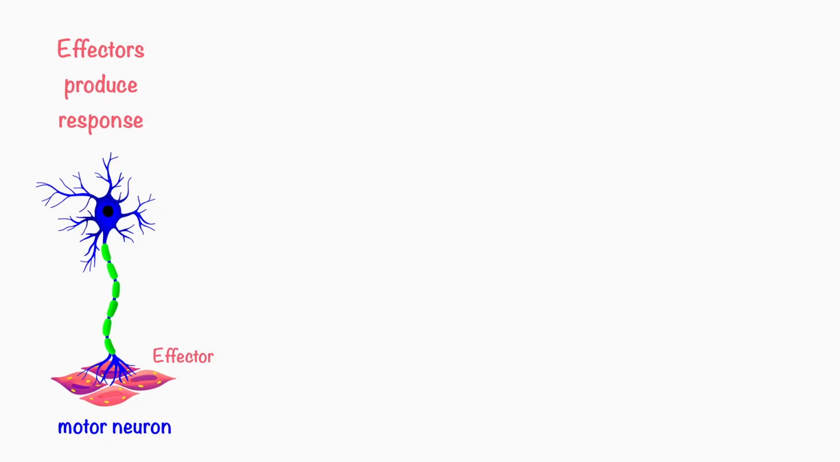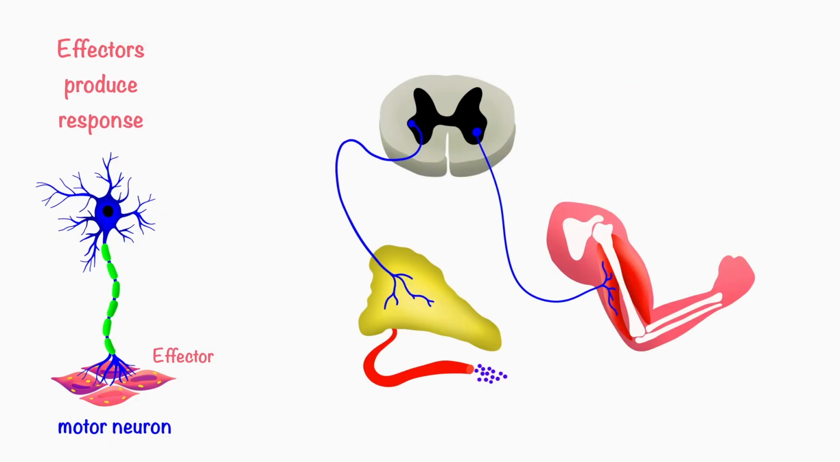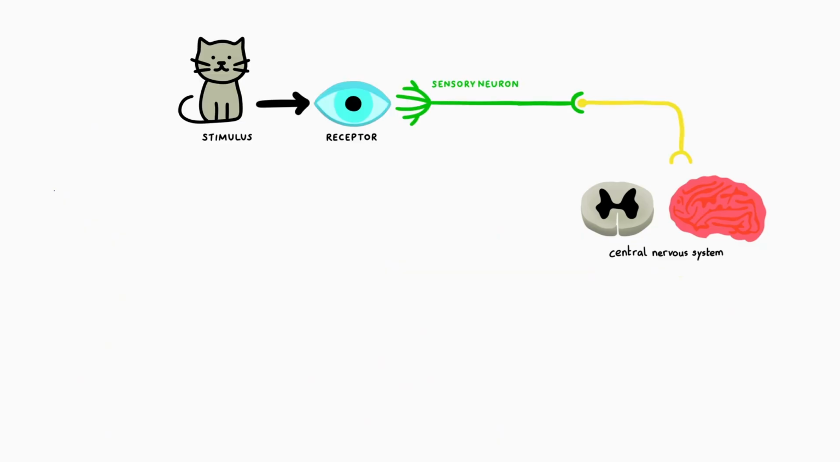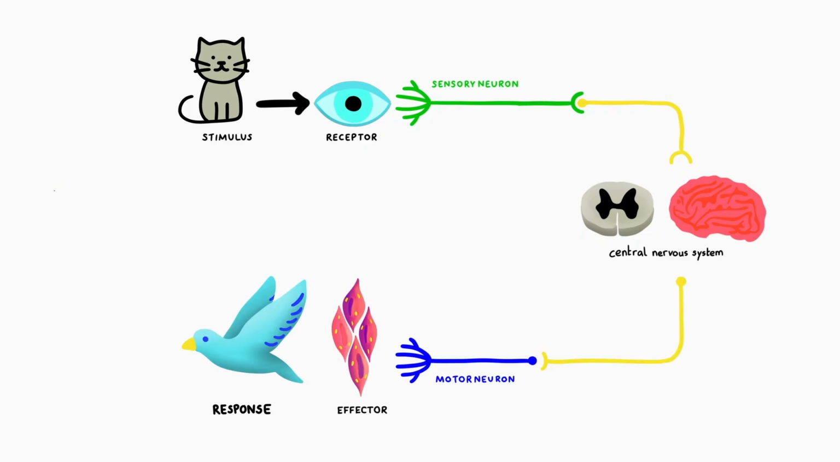Effectors respond to nervous impulses and bring about a change. Muscles and glands are known as effectors. They respond in different ways. Muscles contract in response to a nervous impulse, whereas glands secrete hormones. The central nervous system acts as a coordination center. It receives information from the receptors and then coordinates a response, which is carried out by effectors.